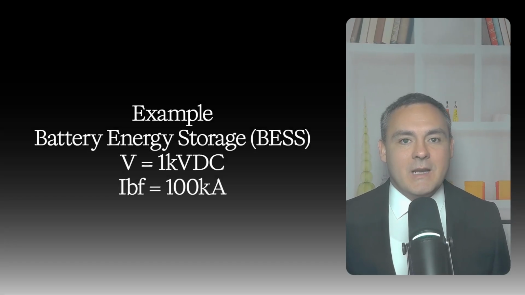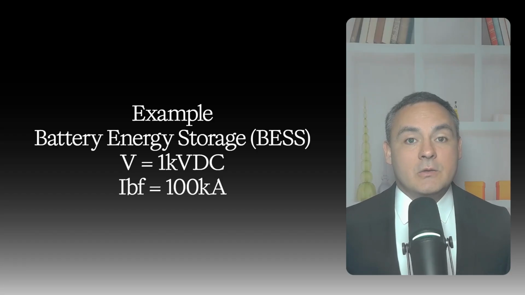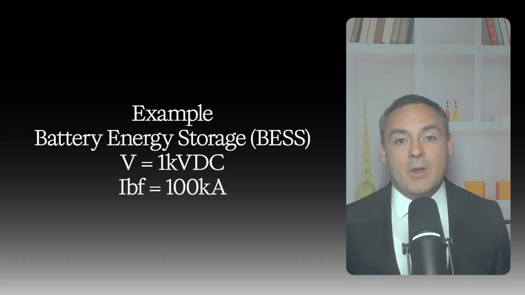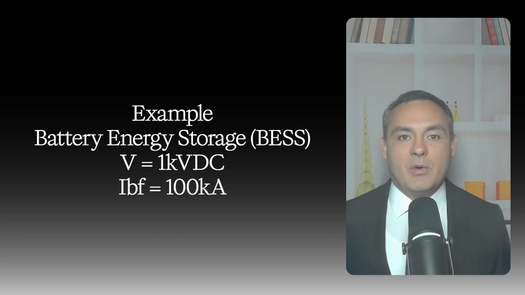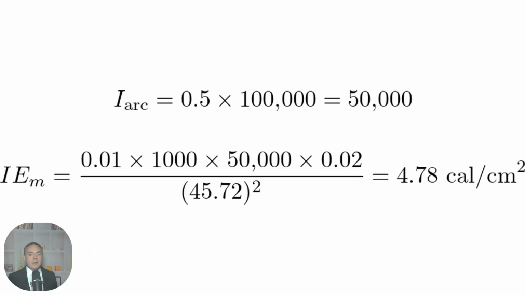Let's dive into an example. Consider a battery storage system that has a voltage of 1000 volts DC and can deliver 100,000 amps of bolted fault current. We immediately know the arcing current is 50 kA because of the first equation.